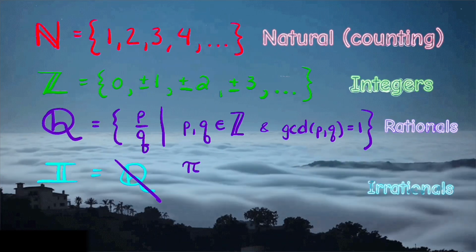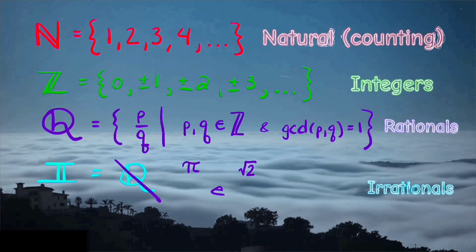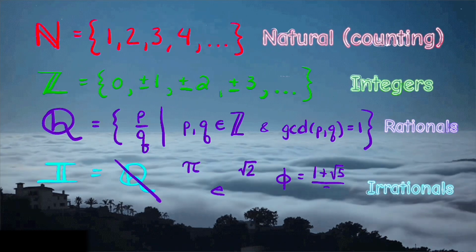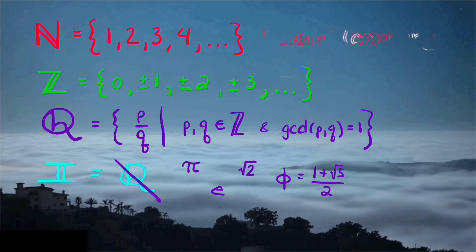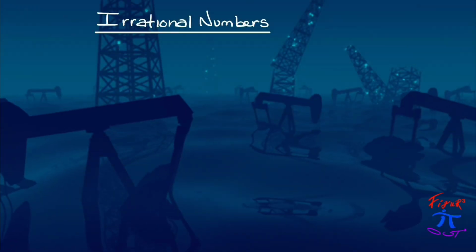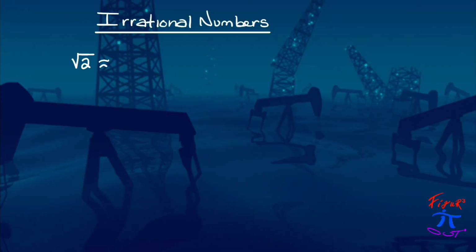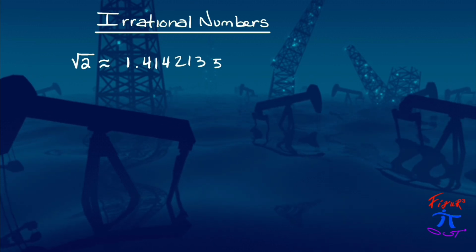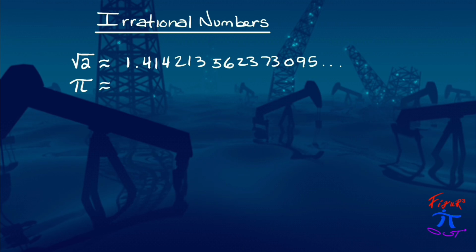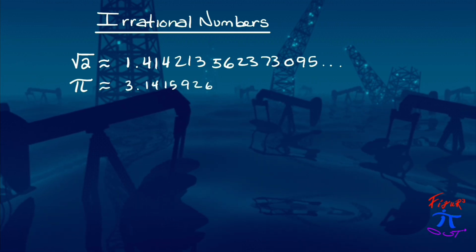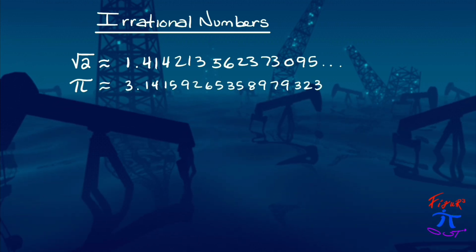Some famous examples include pi, the square root of 2, e, and the golden ratio phi. All irrational numbers, given as decimals, exhibit the same property. That is, their digits never terminate, and there's no discernible pattern to the digits.